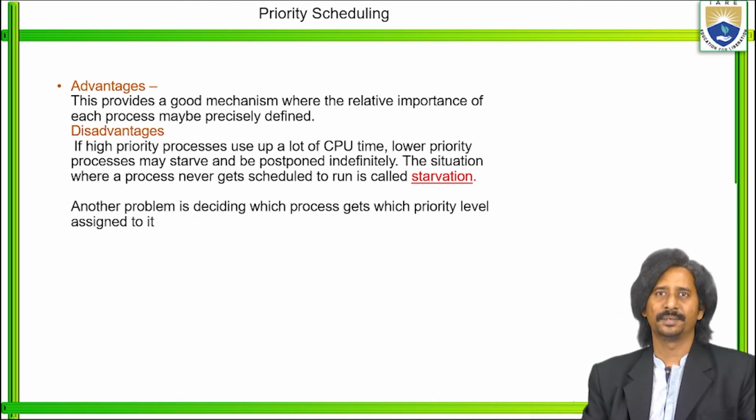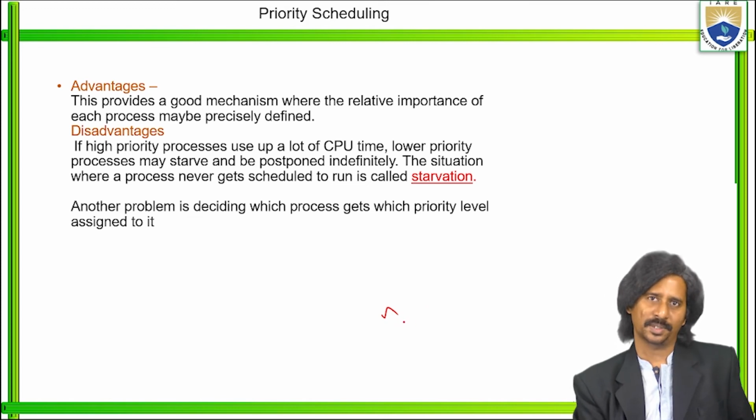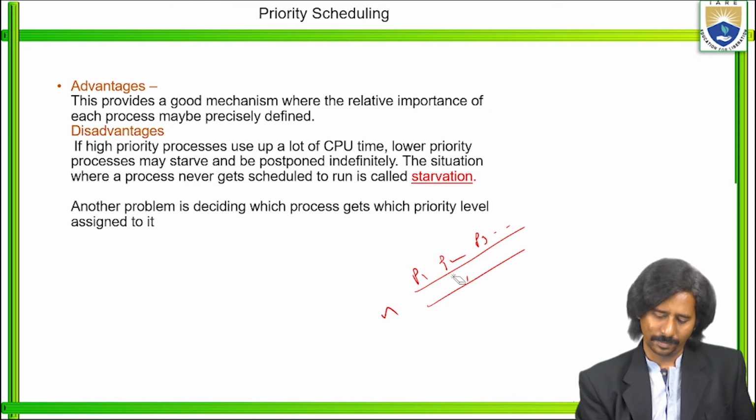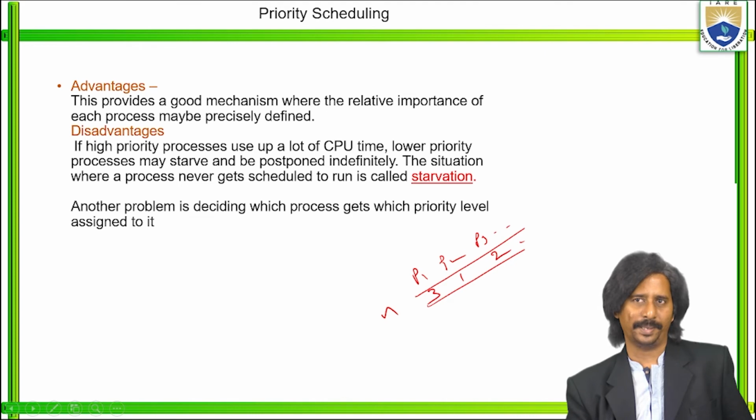Another problem, in real-time applications, is to decide which process gets which priority level assigned to it. Because at one particular point of time, for example, n number of processes are there in my system. Within those n processes, we need to easily identify them, like P1, P2, P3 and so on up to Pn. Here we can mention the priority also. This is the first priority level, this is the second priority, this is the third priority, and so on. This is the nth priority level.